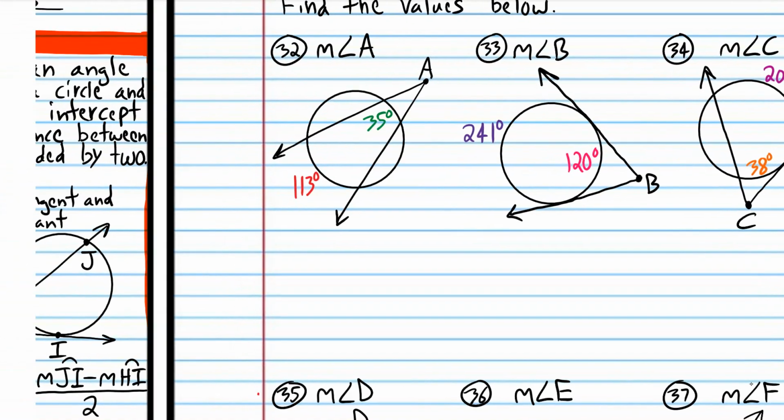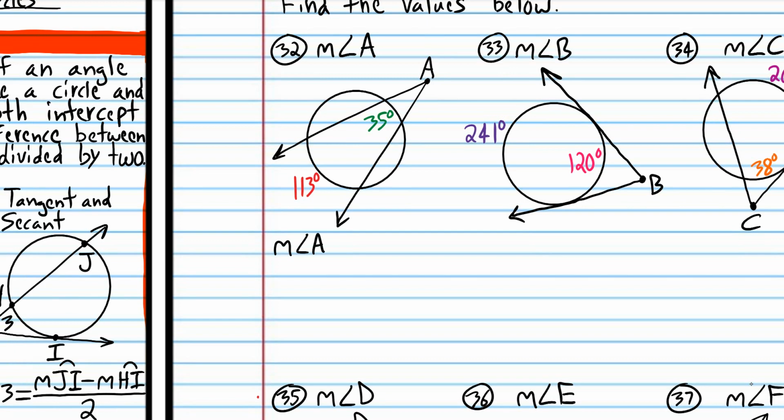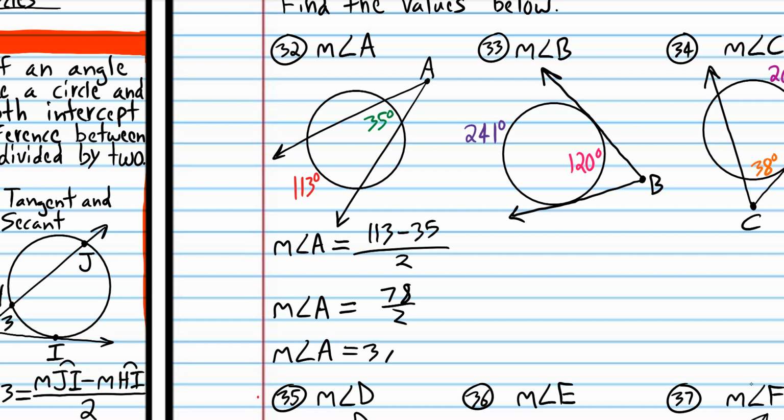And let's try problem number 32. So the measure of angle A is equal to 113 minus 35 divided by 2. And you just crunch the numbers on that, and you're done. So it's pretty easy. 113 minus 35 equals 78 divided by 2, and we get 39. I should probably show steps on that, I guess. So 78 over 2, measure of angle A is equal to 39 degrees.